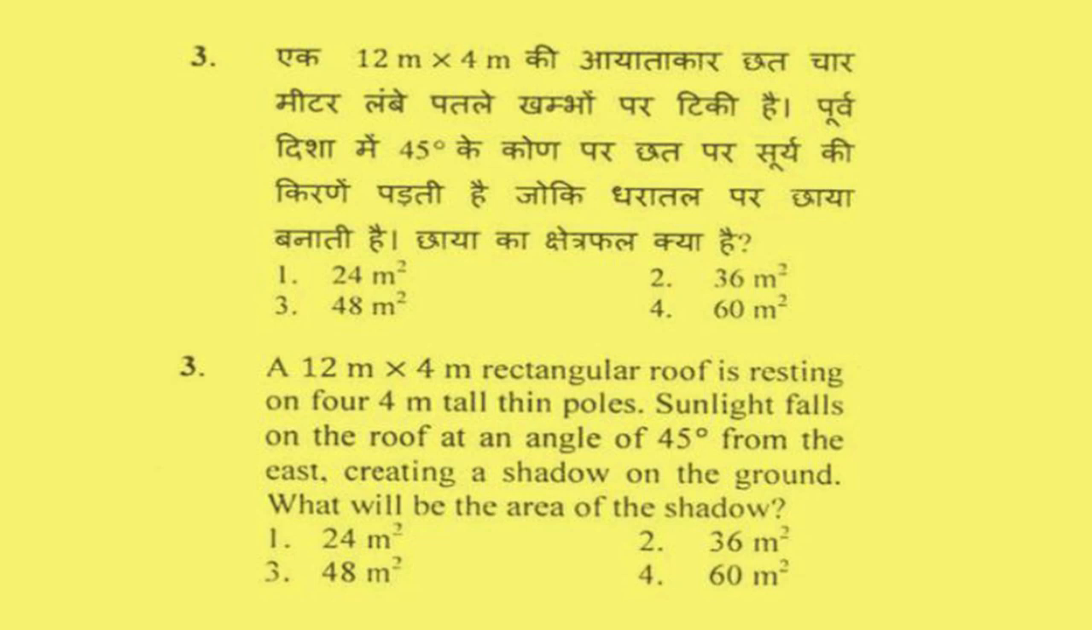Friends, the third problem is: a 12 meter by 4 meter rectangular roof is resting on 4 meter tall thin poles. Sunlight falls on the roof at an angle of 45 degrees from the east, creating a shadow on the ground. What will be the area of the shadow? 4 options are 24 meters square, 36 meters square, 48 meters square, 60 meters square.